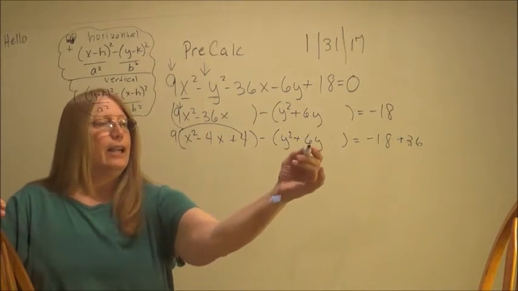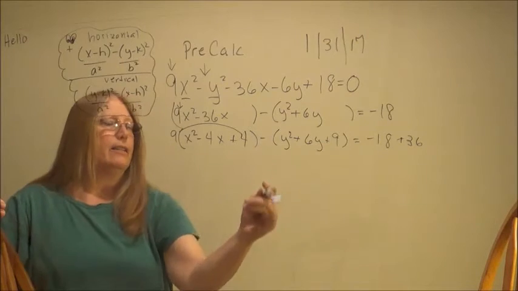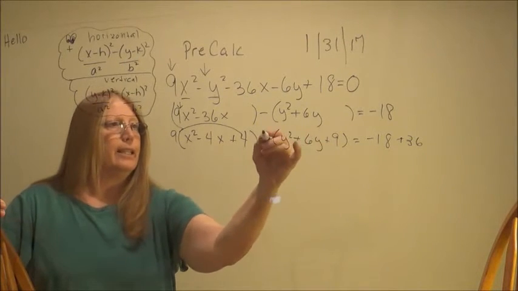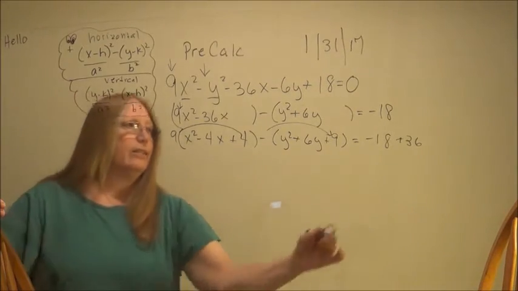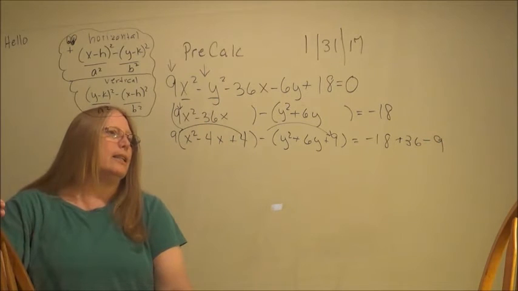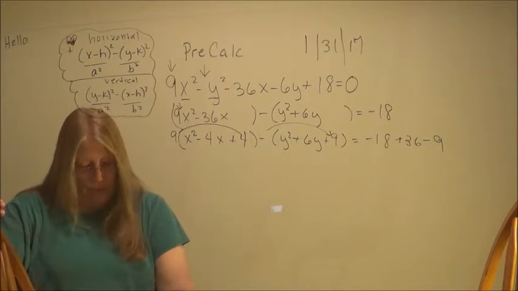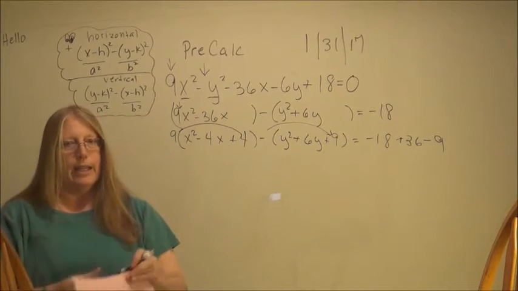Now, in here, half of 6 is 3, squared is 9, and recognize that it was really a minus 9, so I have to subtract 9 on the other side. Alright, so what is minus 18 minus 9 plus 36? I believe it's 9. Let me see what I got.